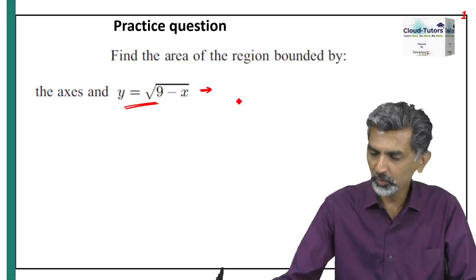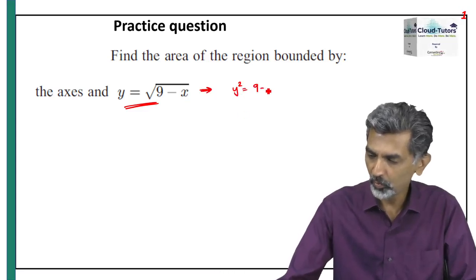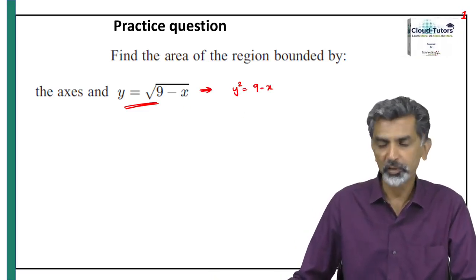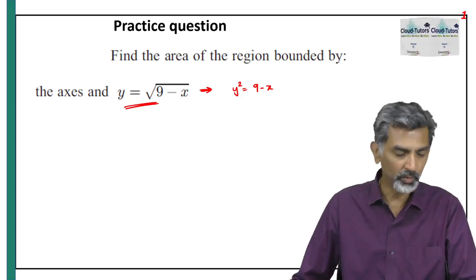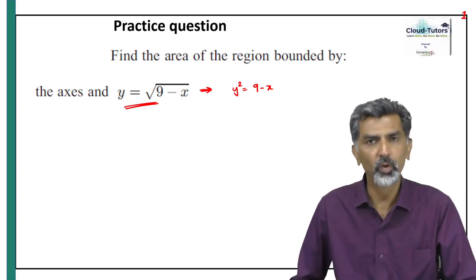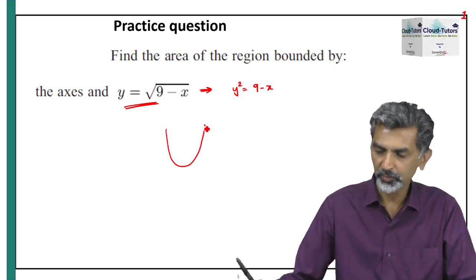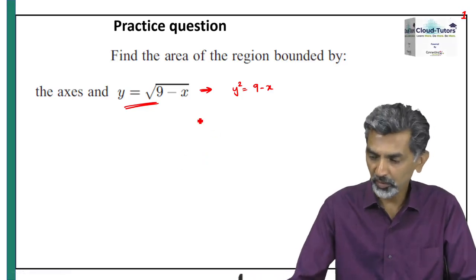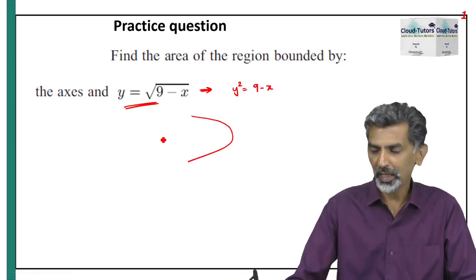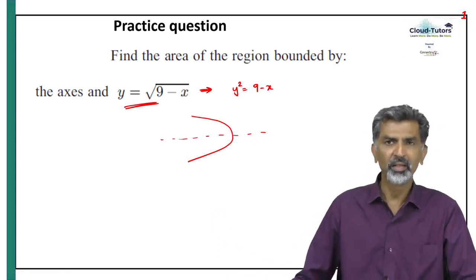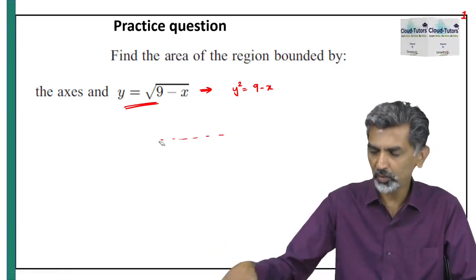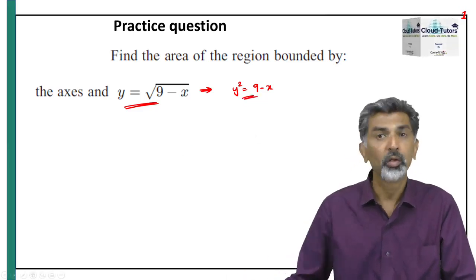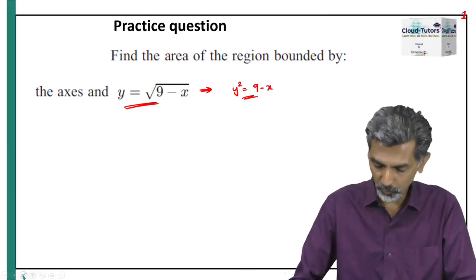Now, if you square both sides, you will end up with y squared is equal to 9 minus x. Now, this is a parabola, but it's a parabola which has the axis of symmetry as a horizontal line, not a vertical line. So it's not a parabola like this, because the axis of symmetry in this parabola would be a vertical line. Instead, it's a parabola like this, with the axis of symmetry being a horizontal line. And you learn more about parabolas in the section called conic sections. But why am I telling you this? Because I'm going to draw a rough sketch, and that will help you visualize this better.